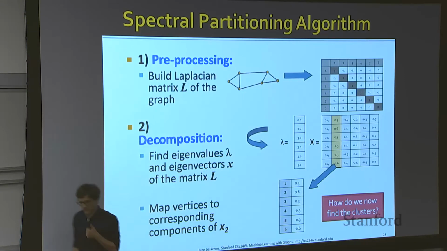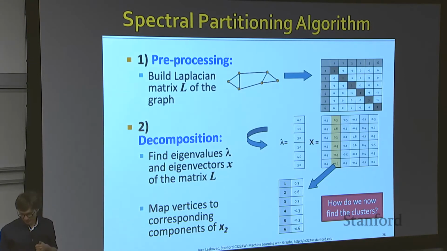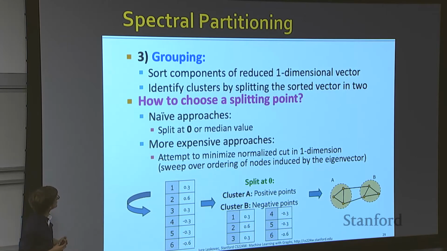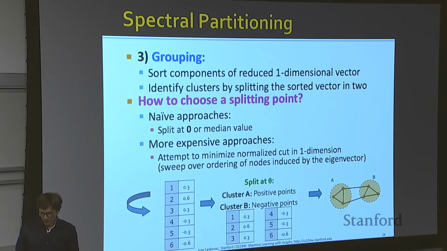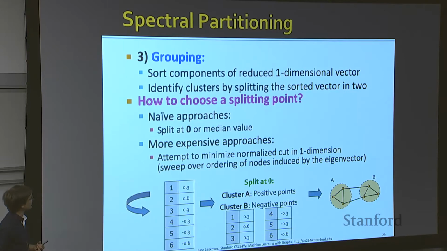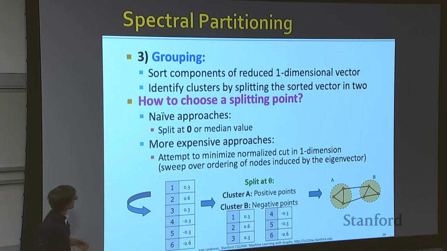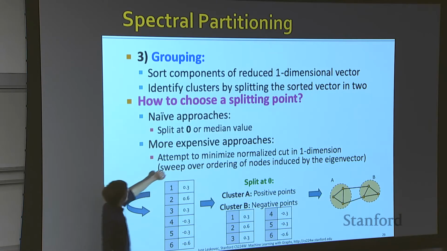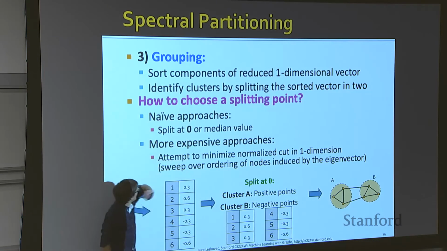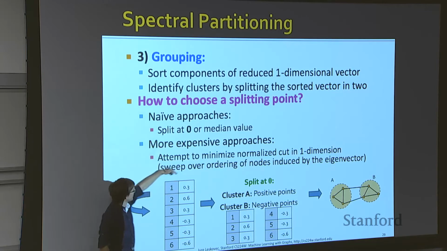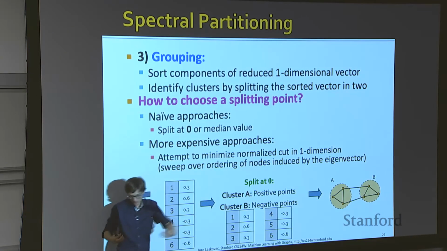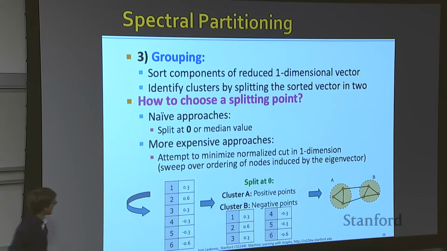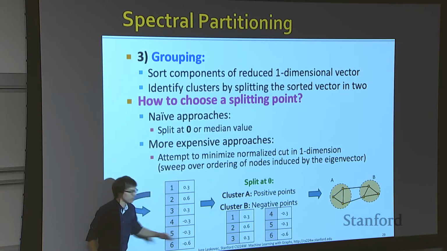Okay? So now we talked about how to compute that eigenvector. So now we need to do the grouping, which basically means that we sort the components of the second eigenvector based on their value. And then we simply decide to split on 0, right? A naive approach would be to split at 0. People use more expensive approaches, maybe to minimize the cut in one dimension, or somehow empirically decide the threshold, what to put on the left, what to put on the right.